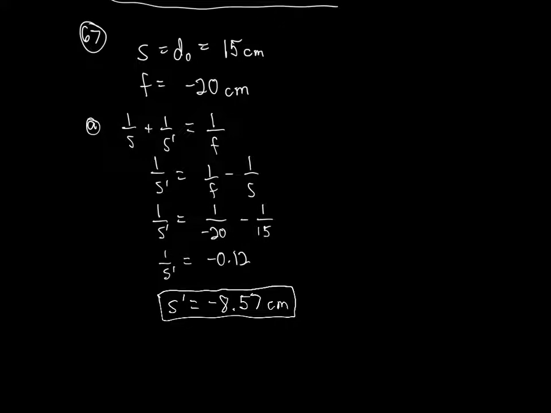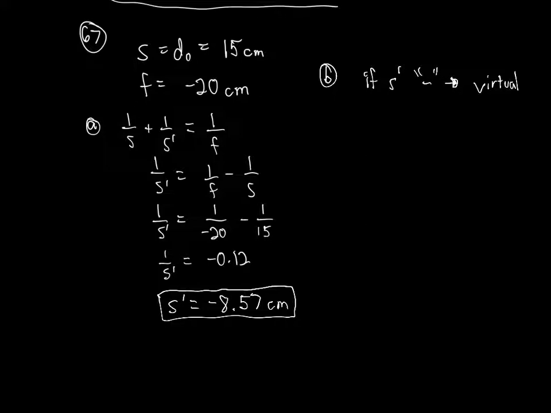Next, they ask us, is this image real or virtual? Isn't it virtual because it's negative? Yep. If S prime is negative, then you're virtual. So this is a virtual image. Is the image upright or inverted, larger or smaller than the object, and what is the magnification?